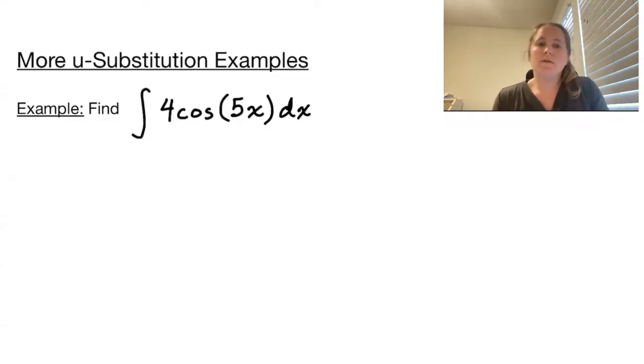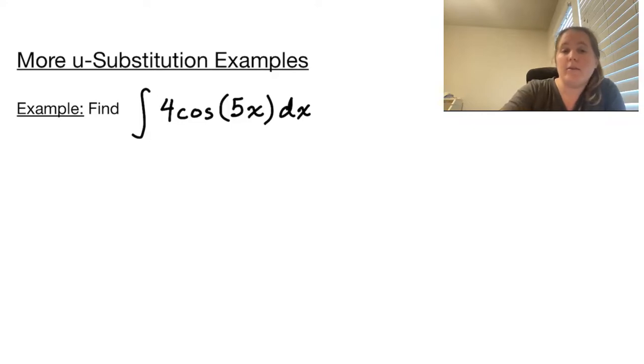Welcome to more u-substitution examples. So for our first example, we want to find the integral of 4 cosine of 5x dx. Again, we're used to cosine. We're not so used to having something inside of that cosine. So this 5x will act as our u. So we're going to set u equal to 5x.